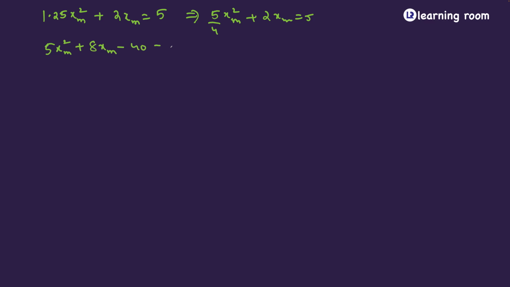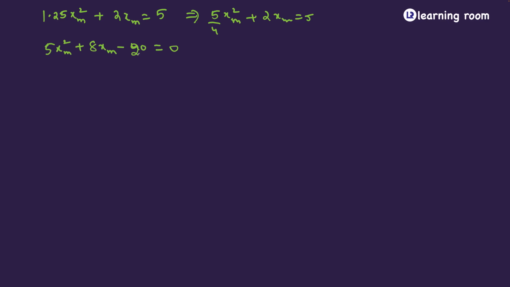Observe. 1.25 xm square plus 2 xm is equal to 5. See, 1.25 means you can write it as 5 by 4. So 5 by 4 times xm square plus 2 times xm is equal to 5. Take the 4 to the other side. So what will you get? 5 xm square plus 8 xm minus 20 is equal to 0. Right? 4 into 5 is 20. It will come to the left hand side.